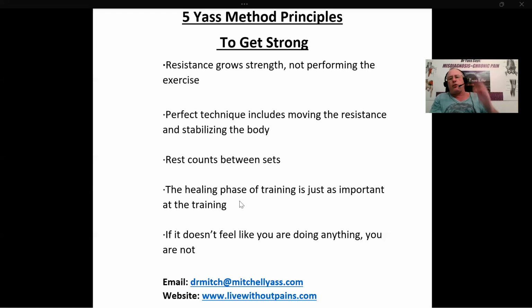The healing phase of training is just as important as the training itself. What this refers to is the fact that when you are doing strength training, you're not actually making muscle mass. You're causing micro tears in muscle, right? You're actually causing small tears. You're breaking the muscle down. It is during the next 24 to 48 hours after the completion of the bout of exercise that an inflammatory response ensues and muscle is healed with muscle.